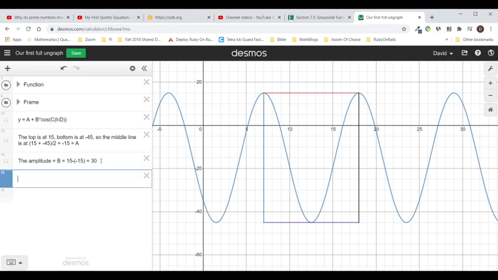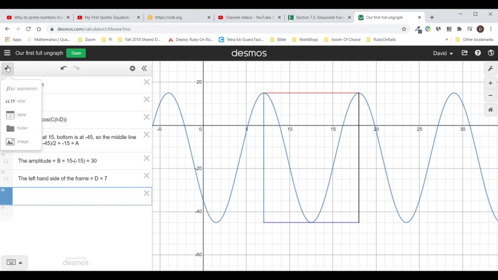So that's b. Now the next thing I'd like to do is find the left-hand side, which is d. Let's add that as a note so you can see it for later. Yes, the left-hand side of the frame equals d, which we can just see as 7. That's good. Now, the width of the frame, let's see here, note, the width of the frame equals 18 minus 7.